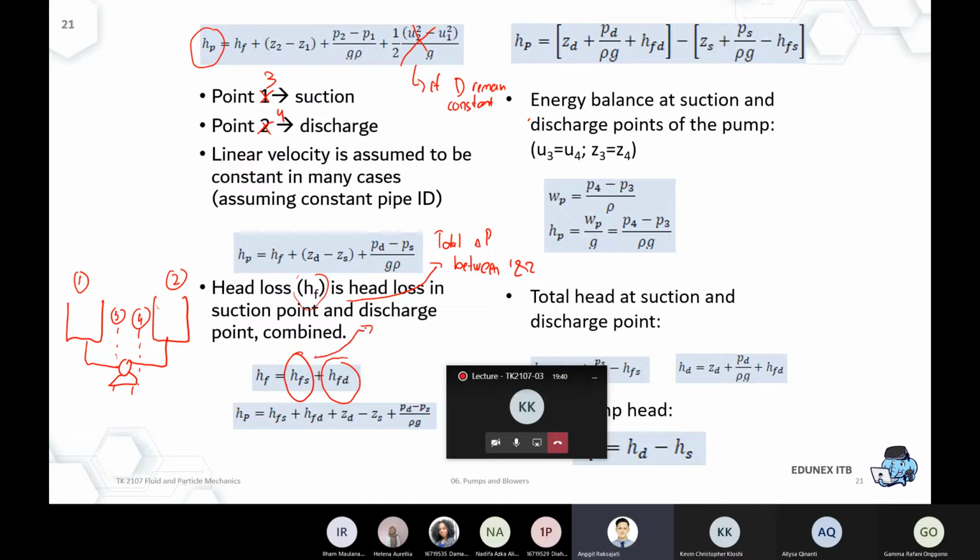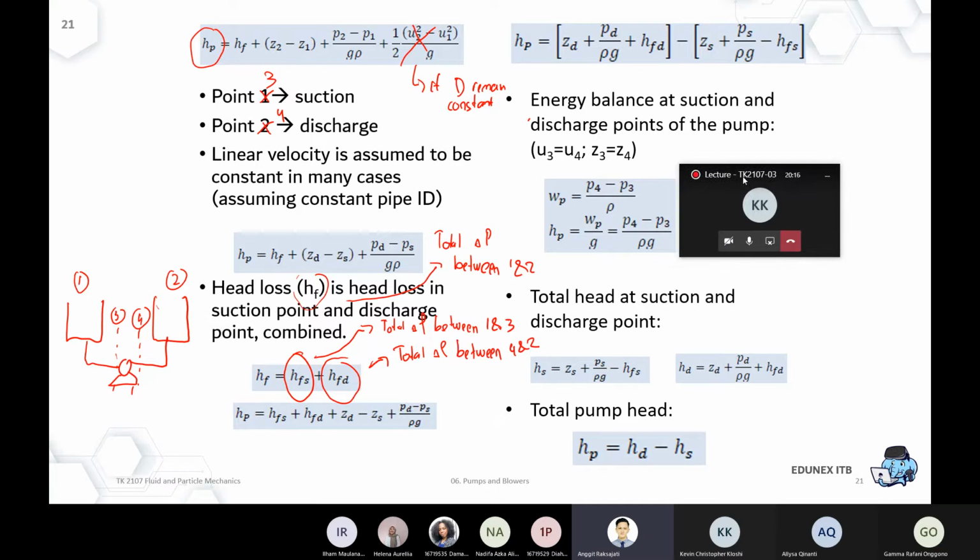If it's HFS, that means it's the total delta P between 1 and 3. HFD would be the total delta P between 4 and 2. So 1 and 3 means everything between the source and the suction point of the pump. 4 and 2 means everything between the exit point of the pump to the destination.